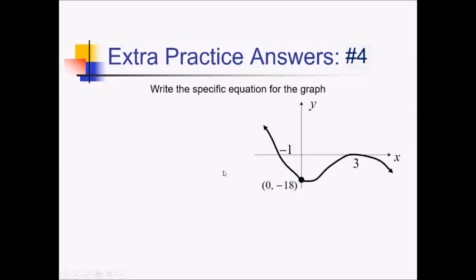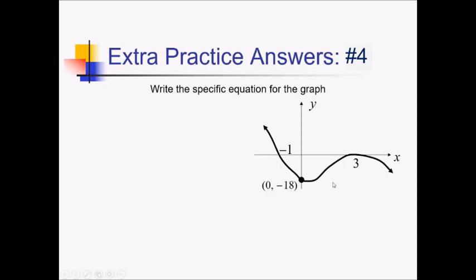On this problem, we're being asked to write the specific equation for this polynomial graph. So we're going to start with a possible equation, and then we're going to use this point at 0, negative 18 to narrow things down a little bit more. But I'm going to start with something that has an a out in front, just to kind of represent a mystery constant that we have to find.